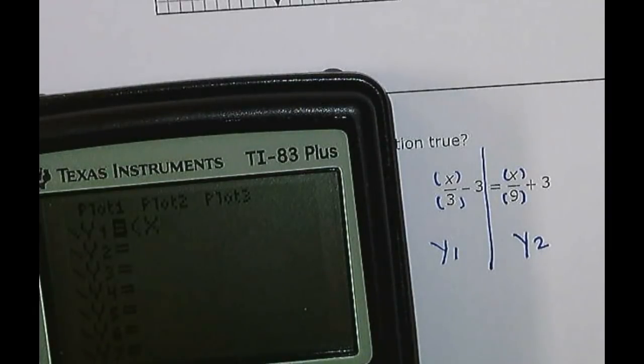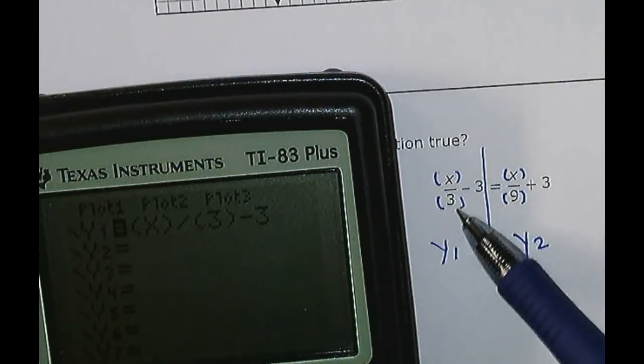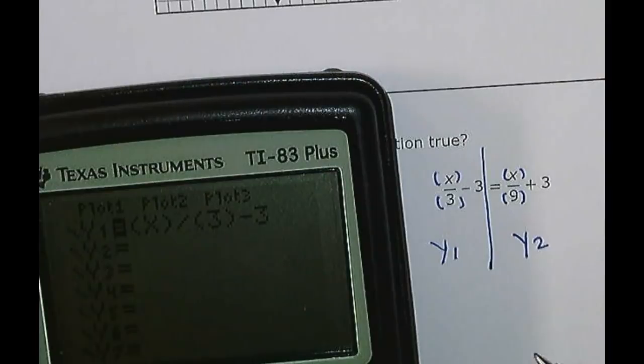Close that parenthesis. Divide. Open that parenthesis. 3. Close that parenthesis. It's cold in here. Close that door. Subtract 3. Now let's look at it. Should have a parenthesis on the X, a parenthesis on the 3, a divide between it, and then a minus 3. That's what it looks like. Let's go to y2. I should have parenthesis X, parenthesis, divide by parenthesis 9 parenthesis, and a plus sign, and a 3.